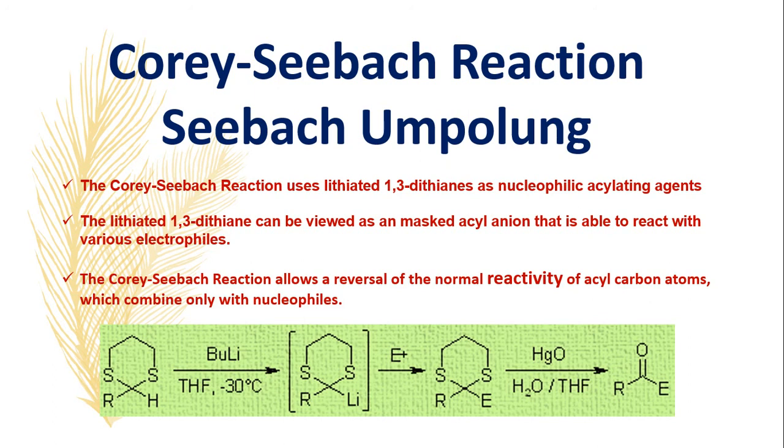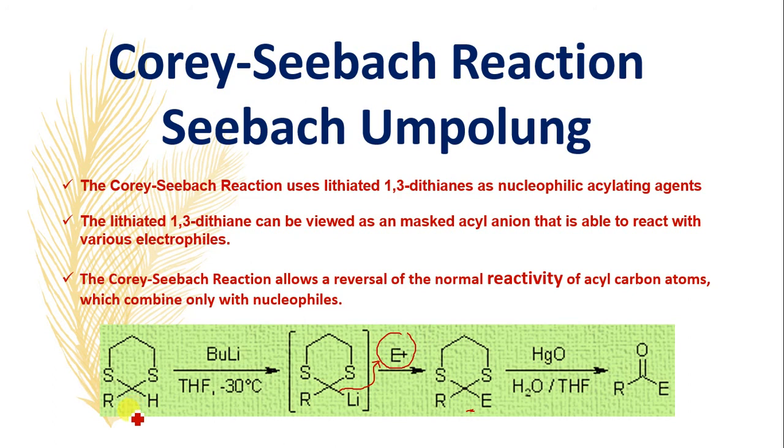Once you have generated this nucleophilic center, this lithiated dithiane acts as a good nucleophilic acylating agent. This lithiated 1,3-dithiane can be viewed as a masked acyl anion, that means at the second position it is an acyl anion that is able to react with various electrophiles. If you treat this nucleophile with an electrophile, this nucleophilic acyl carbon reacts with the electrophile, which gives you a disubstituted dithiane. This reaction is called the Corey-Seebach reaction or Seebach-Umpolung.